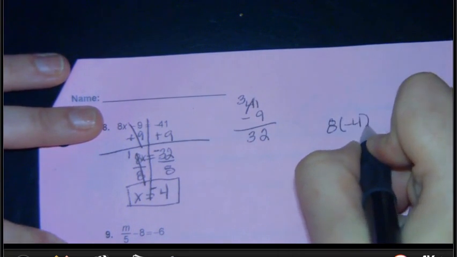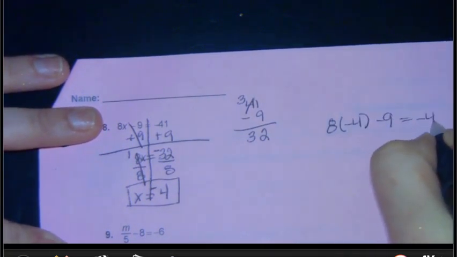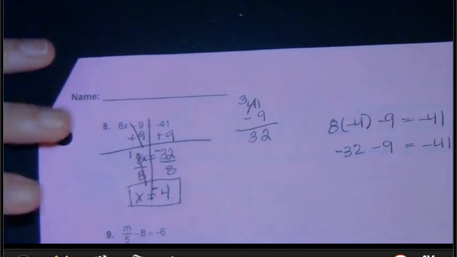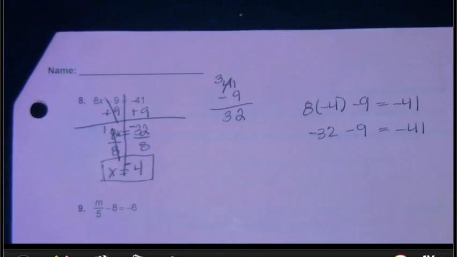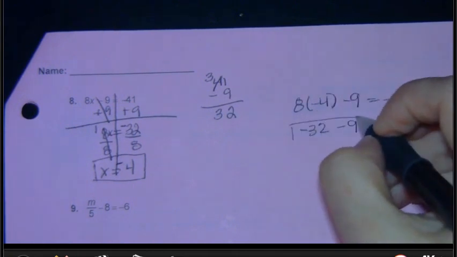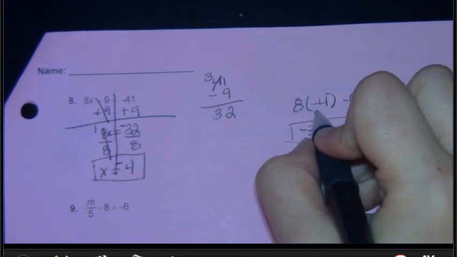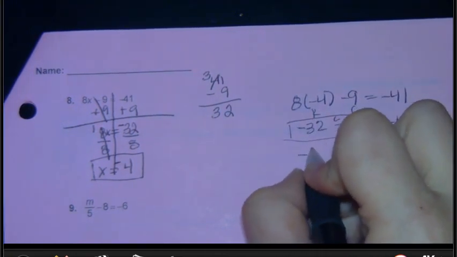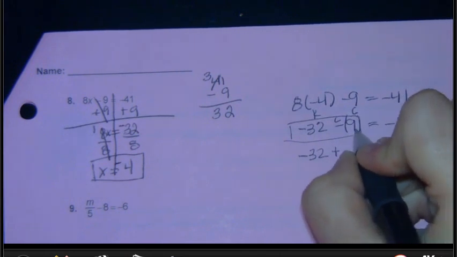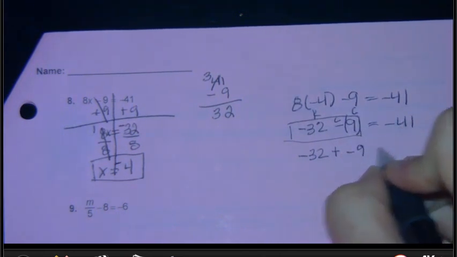All right, so let's go back and plug in and check. 8 times negative 4 minus 9 is equal to negative 41. 8 times negative 4 is negative 32 minus 9 is equal to negative 41. Okay, now I do have a subtraction problem going on right here. So what I need to use is keep, change, change to turn this into an addition problem. So I'm going to keep the first term of negative 32, change subtraction to addition, and I'm going to change the value of 9 to negative 9.